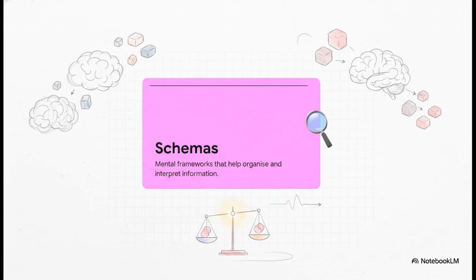Jean Piaget, a brilliant Swiss psychologist, revolutionized our understanding by proving that children and young adults actively construct knowledge. They use what he called schemas, which are basically mental frameworks to organize information. Think of it like a giant mental filing cabinet.